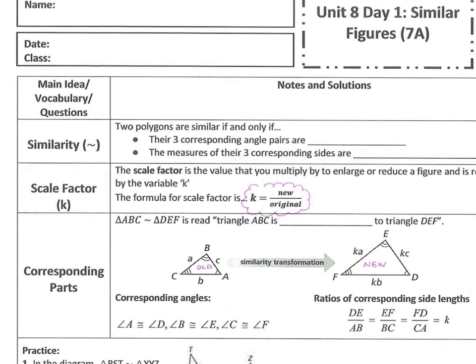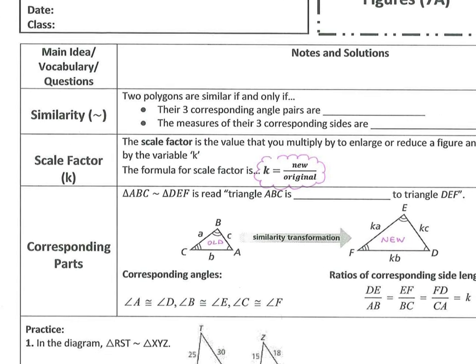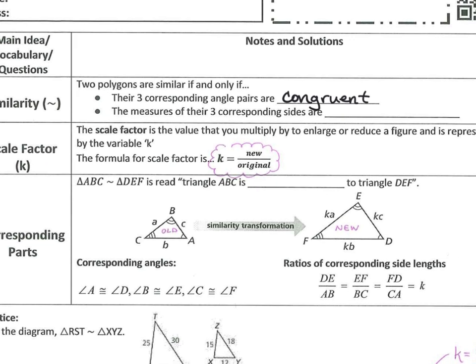If 2 polygons are similar, that occurs if and only if their 3 corresponding angle pairs are congruent and the measures of the 3 corresponding sides are proportional. So we're going to toss it back to doing some of our proportion work like we've done way back when we started to learn about how to solve algebra problems. We're going to do proportional work today.